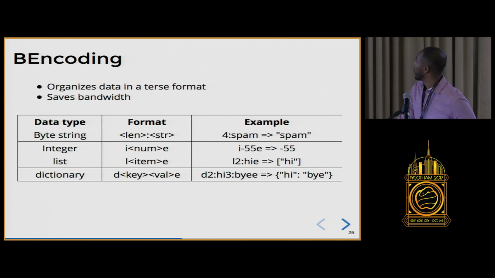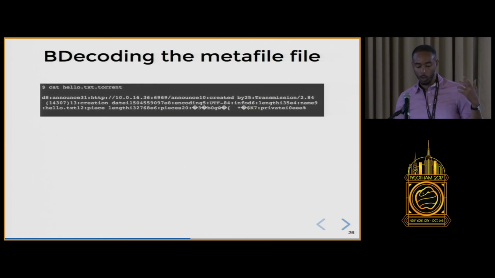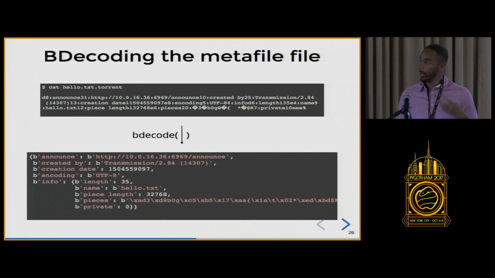With BEncoding, it's a way to save bandwidth when you're communicating data in the BitTorrent protocol. It's a terse format to organize byte strings, integers, lists, and dictionaries. So now that we have this table and we understand how this file is organized, we can take that same .torrent file and decode it by creating an algorithm. And we get this JSON structure that represents the file that we downloaded from the Pirate Bay or wherever.